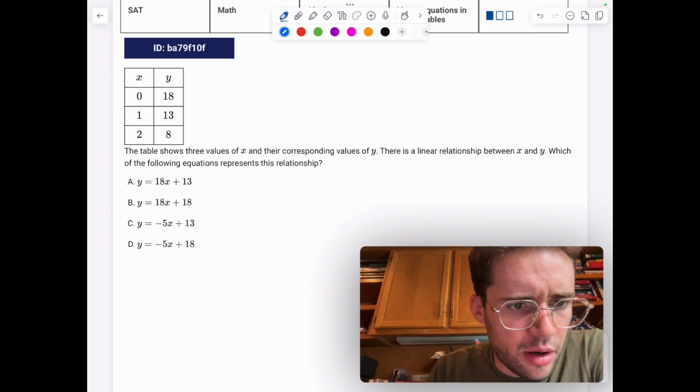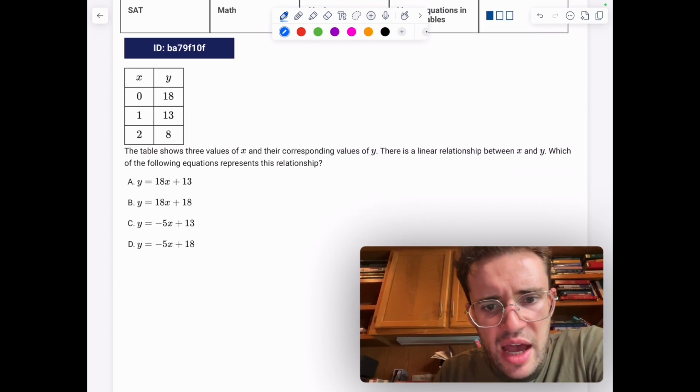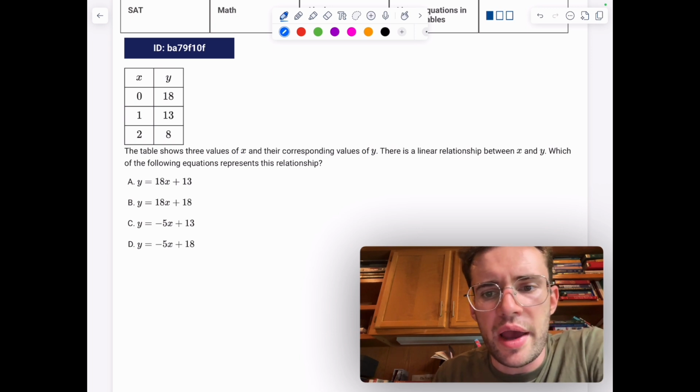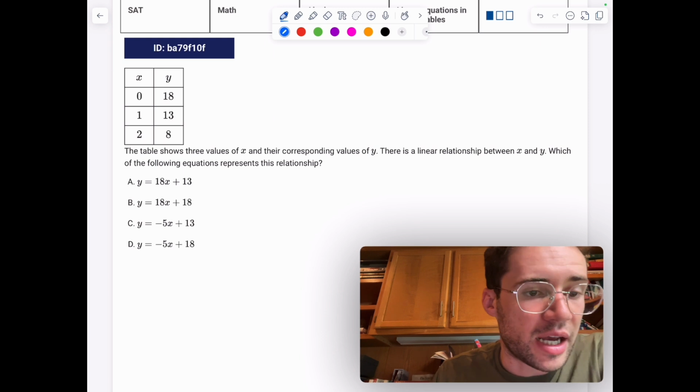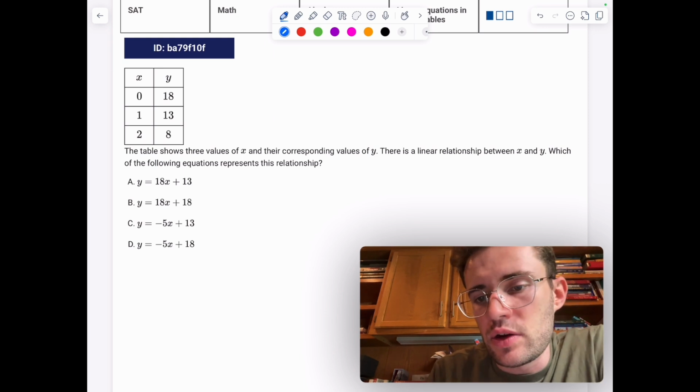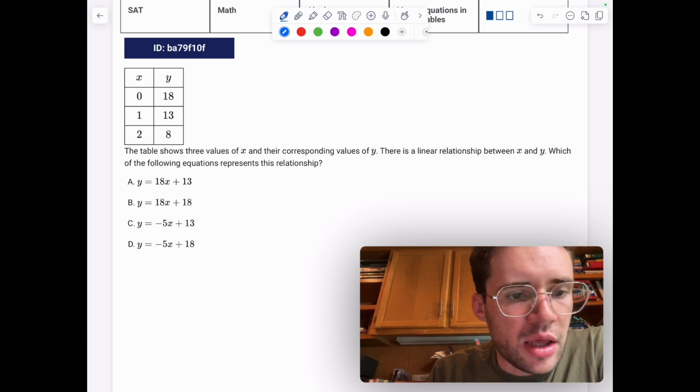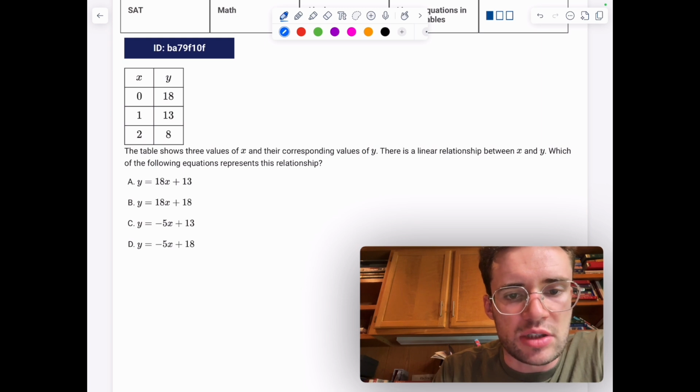All right, we've got a table here. The table shows 3 values of X and their corresponding values of Y. It has X is 0, Y is 18, when X is 1, Y is 13, when X is 2, Y is 8. There is a linear relationship between X and Y. Which of the following equations represents this relationship?